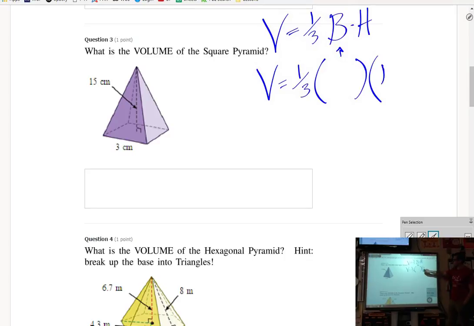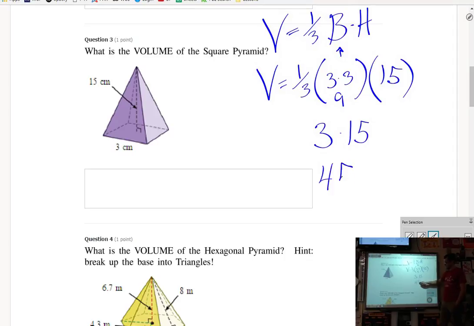Because we see that the height of that thing is 15. The big B is just the area of the base, right? Yep. So you do 3 times 3. Yep, it is a square. So we just do 3 times 3, which is 9. A third of 9 is 3, times 15 comes out to be 45 centimeters cubed.